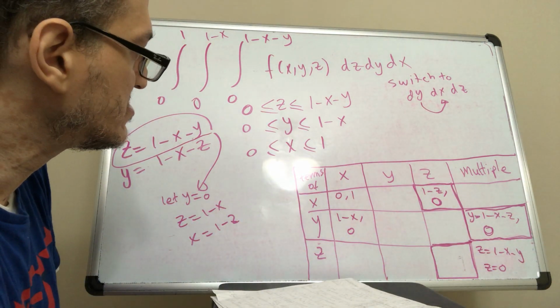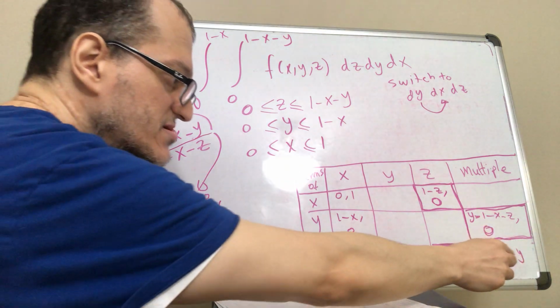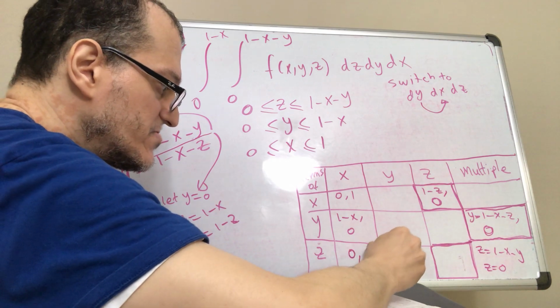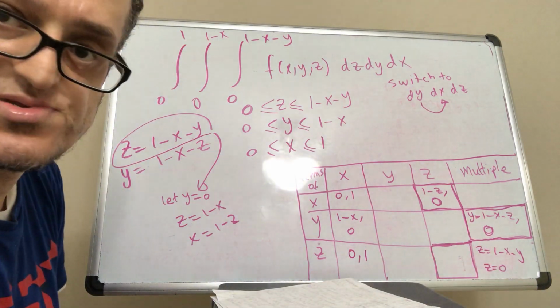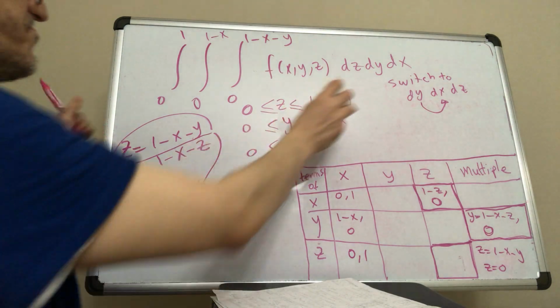The numbers for z, you can figure out the numbers from here. If you put 0 and 0, that would be 1, 0. So the numbers for z are 0 and 1. So now we're ready to integrate.